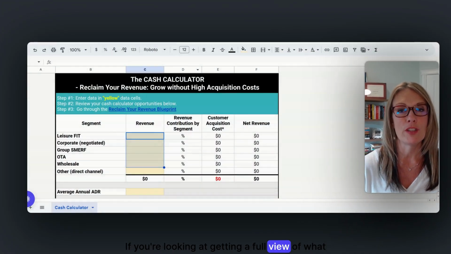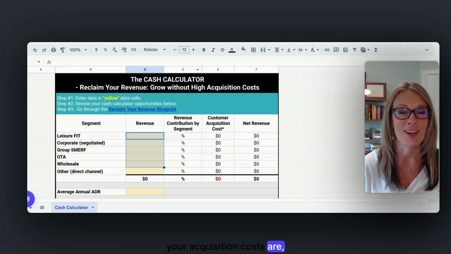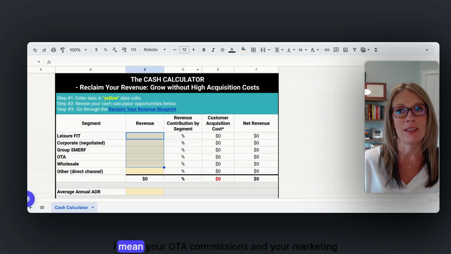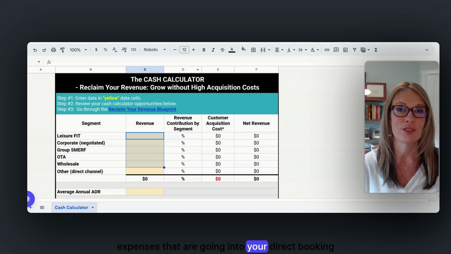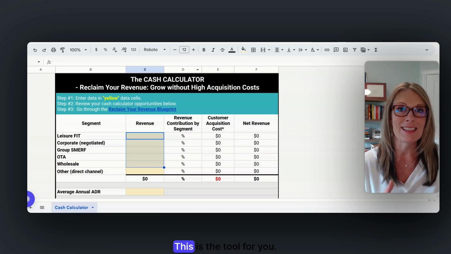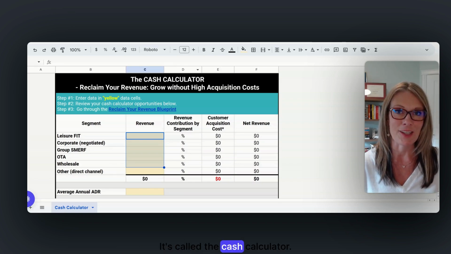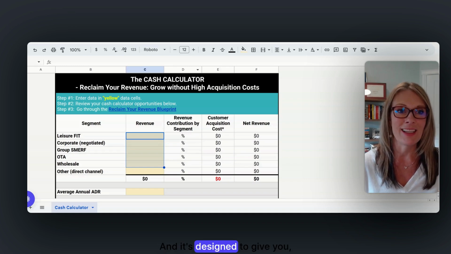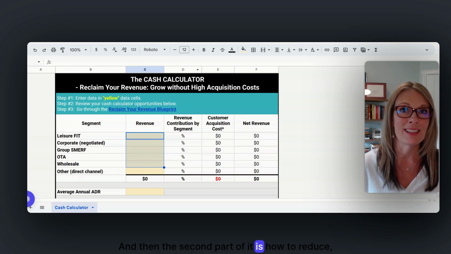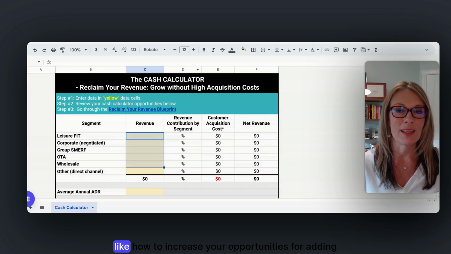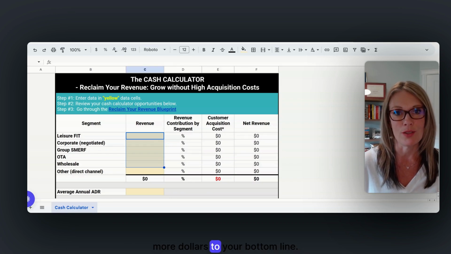Hey, hotelier, if you're looking at getting a full view of what your acquisition costs are, and by acquisition costs, I mean your OTA commissions and your marketing expenses that are going into your direct booking channels, this is the tool for you. It's called the Cash Calculator, and it's designed to give you, first off, insight into acquisition costs. And then the second part of it is how to increase your opportunities for adding more dollars to your bottom line.